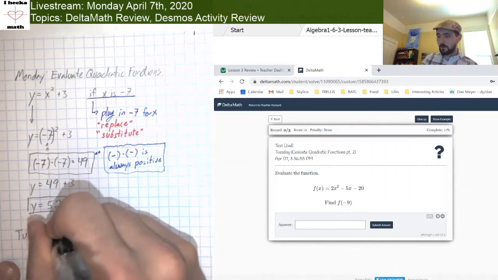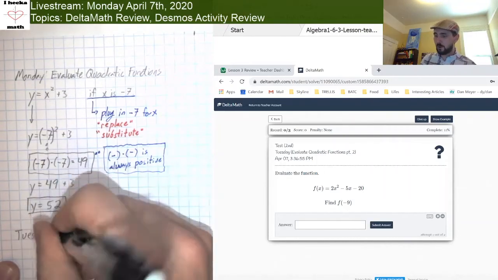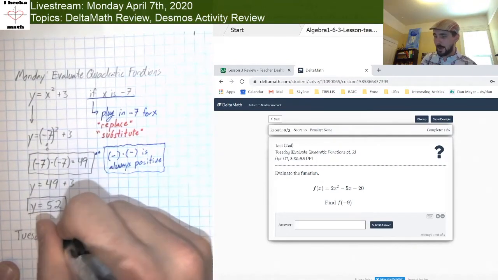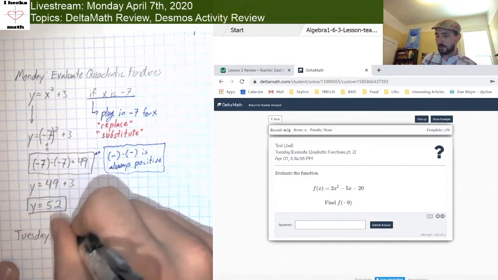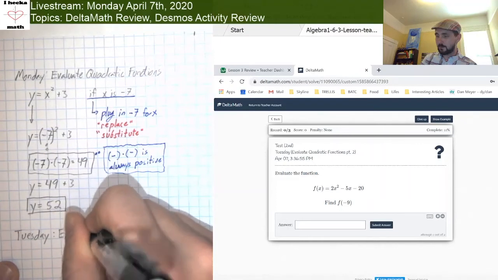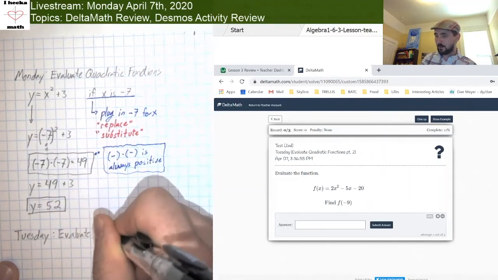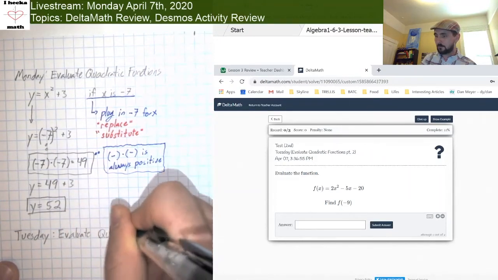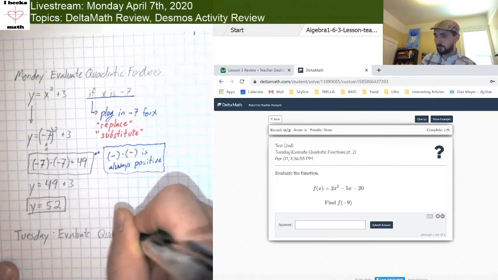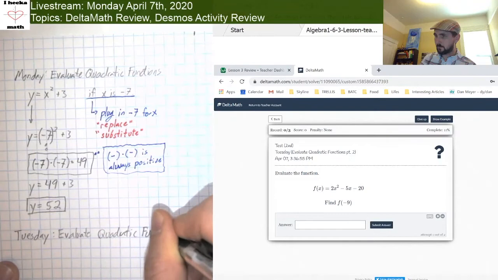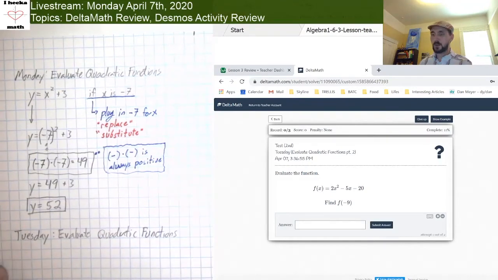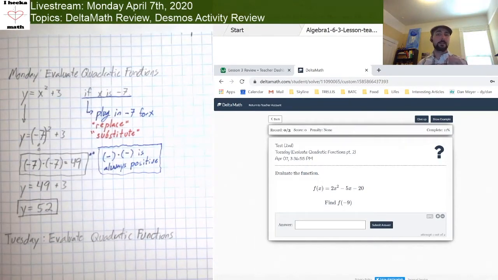So this is the problems for Tuesday night, morning, afternoon, whatever. The directions are the same. Evaluate the quadratic function. But the format is a little different.